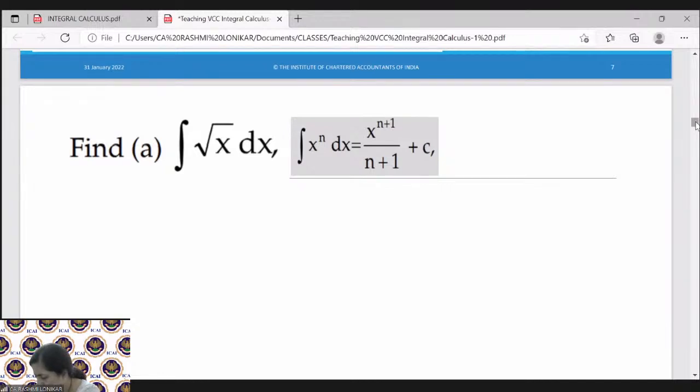Yes, co-major. We will be taking up log x also.